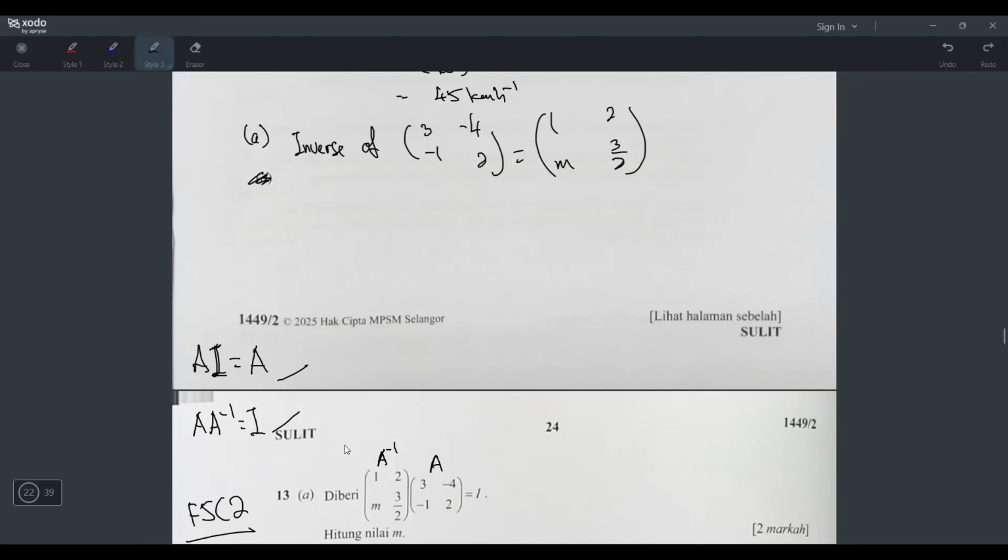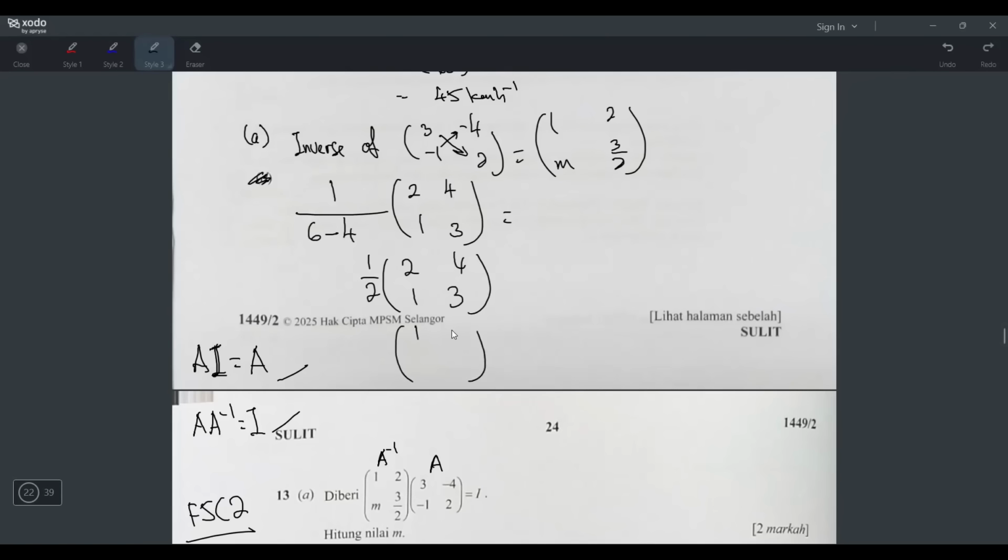Now after you do this, you can find the inverse on the left side. So it becomes 1 over, when you do inverse, you cross multiply starting from the top, so 3 times 2 is 6, minus negative 1 times negative 4 is 4. Then 3 and 2 swap places, negative 4 and negative 1 change sign to 4 and 1. 6 minus 4 is 2, so 1 over 2 times 2 4 1 3. Everything times 1 over 2, so everything divided by 2: 2 divided by 2 is 1, 4 divided by 2 is 2, 1 over 2, and 3 over 2.